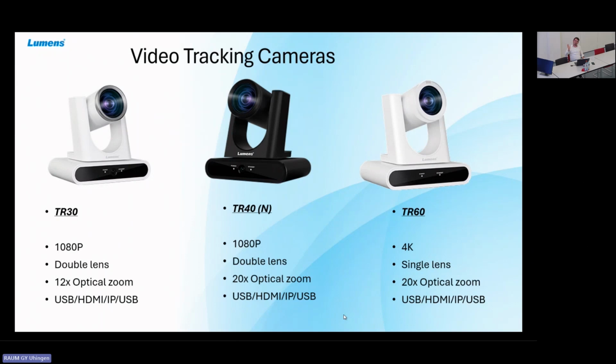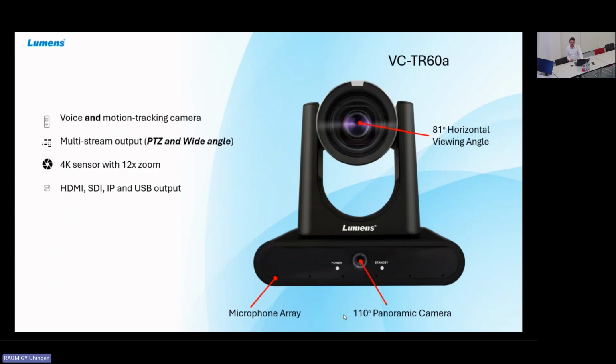And then we make a TR60 single lens tracking. So there it is the top lens who will give you the image, but also gives you the ability to track. And the TR60 is a 4K camera. All of them have USB, HDMI, and IP out at the same time. Even 2 times USB, I see that's not true. It's only 1 USB. Sorry for that error in the PowerPoint.